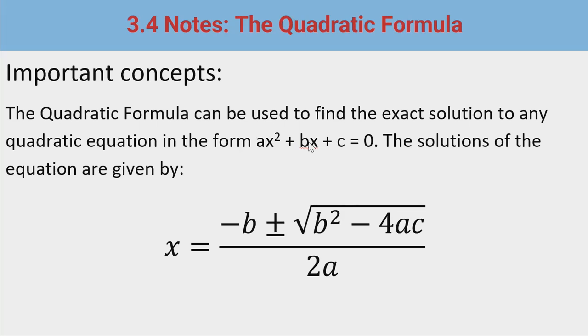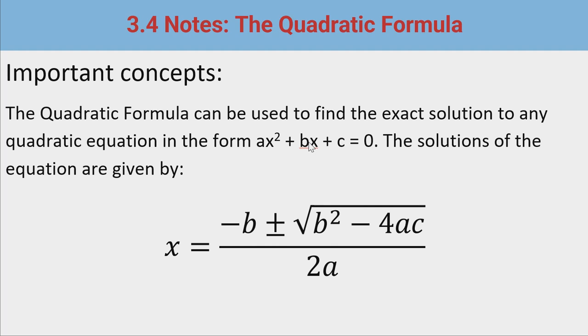Lesson 3.4, the quadratic formula. So the quadratic formula can be used to find the exact solution to any quadratic equation in the form of a times x squared plus b times x plus c equals 0. The solutions are given by this equation.